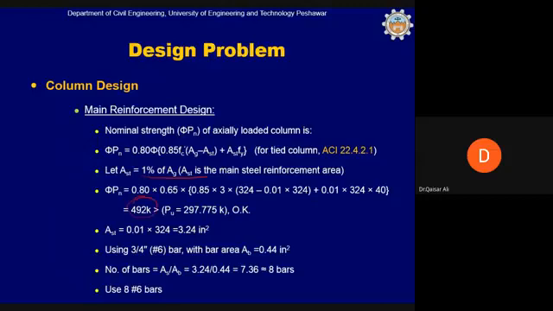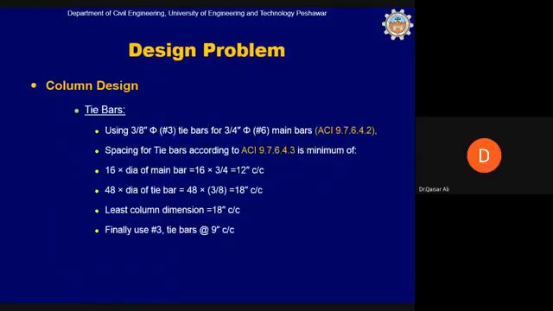Since phi PN is greater than PU, 1% of the area is enough. 0.01 into 324, 3.24 square inch is the area. You use number 6 bar, so 8 number 6 bars will be enough. Then provide ties with 16 diameter, 48 ties, or the least column dimension. Finally, 8 number 6 bars and number 3 ties at a rate of 9 inch center to center will be enough.